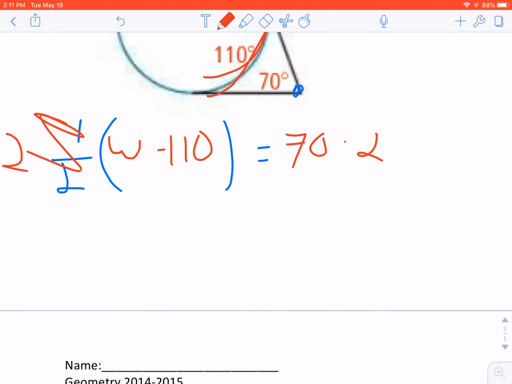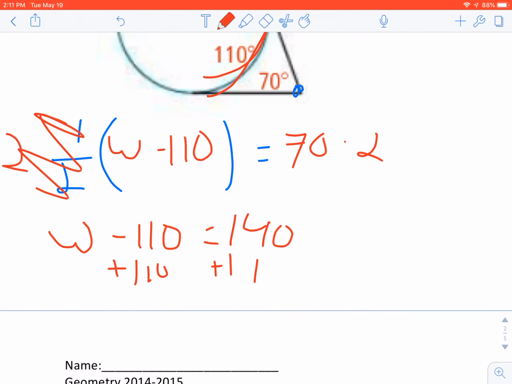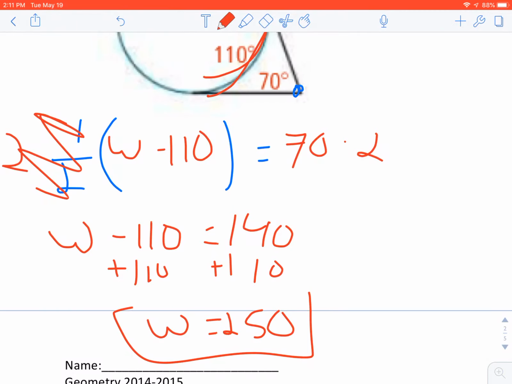Okay, that clears this. W minus 110 is equal to 140 because 70 times 2 is 140. Add your 110 to both sides. W is equal to 250, not 150, 250. Okay.